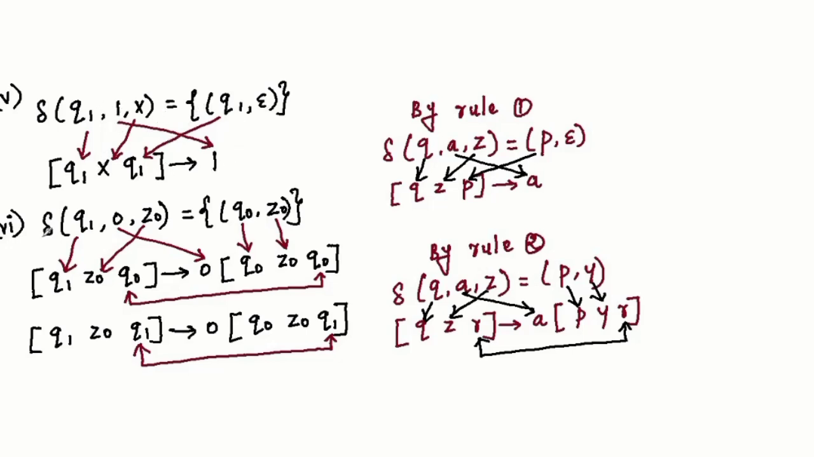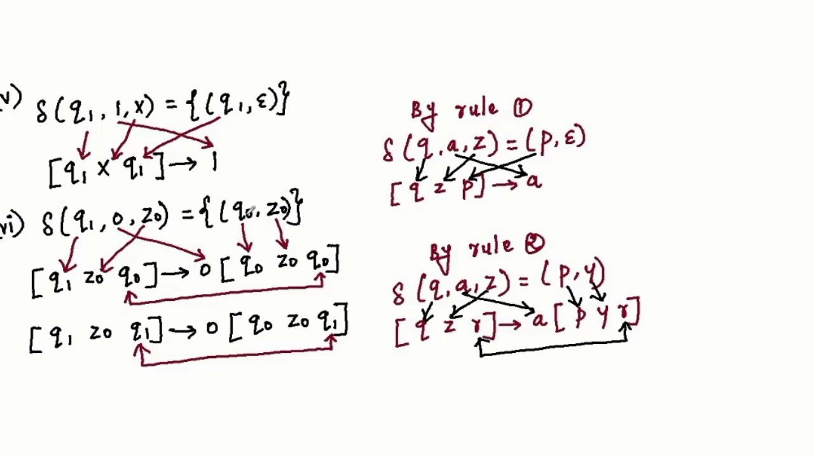Next transition function: del of Q1, 0, Z0 equal to Q0, Z0. In the given PDA, we have a single stack symbol, which means there are 1 into 2 possible combinations for the stack symbol transition. We have to write 2 lines. By applying rule 2, del of Q A Z equal to P comma Y, then you will get Q Z R tends to A of P Y R. In this format, frame the context-free grammar productions: Q1 Z0.